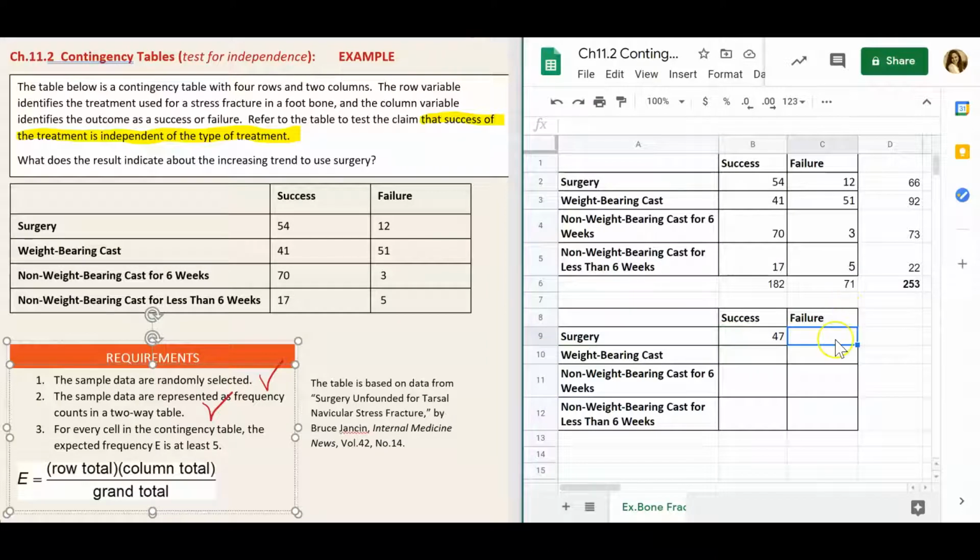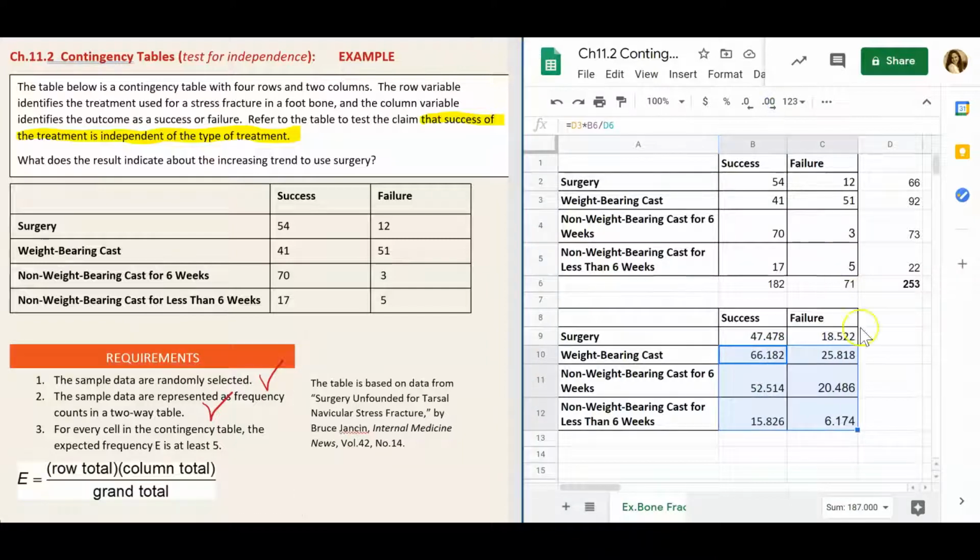Surgery failure is equal to row total 66 times column total 71 divided by 253, the grand total. Enter. Let's continue with the rest of the data. If you're getting something like this, the numbers to several decimal places, and you want to decrease or increase the number of decimal places, you can always use the decrease decimal places or increase decimal places icons. I'm going to leave it to 3 decimal places.